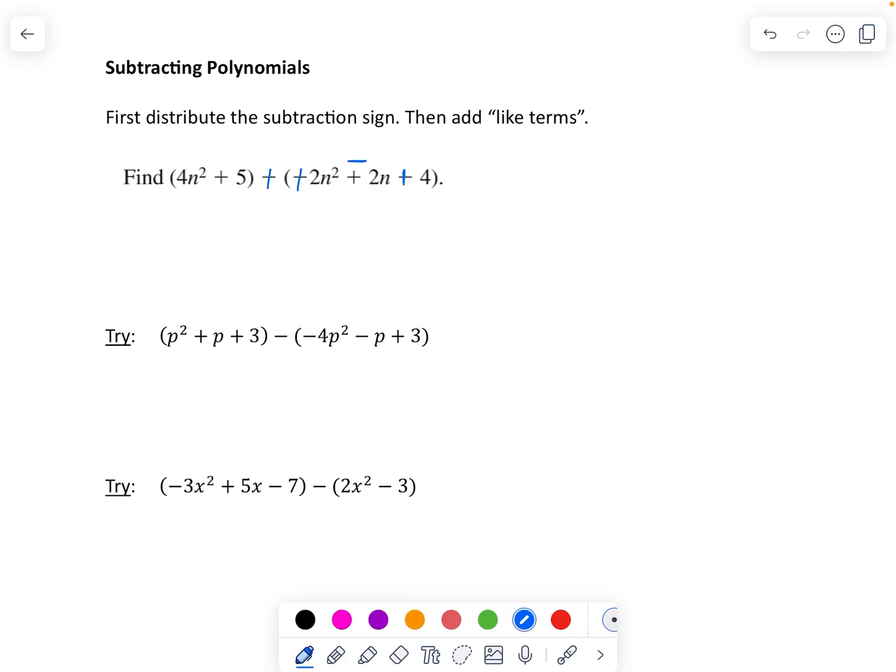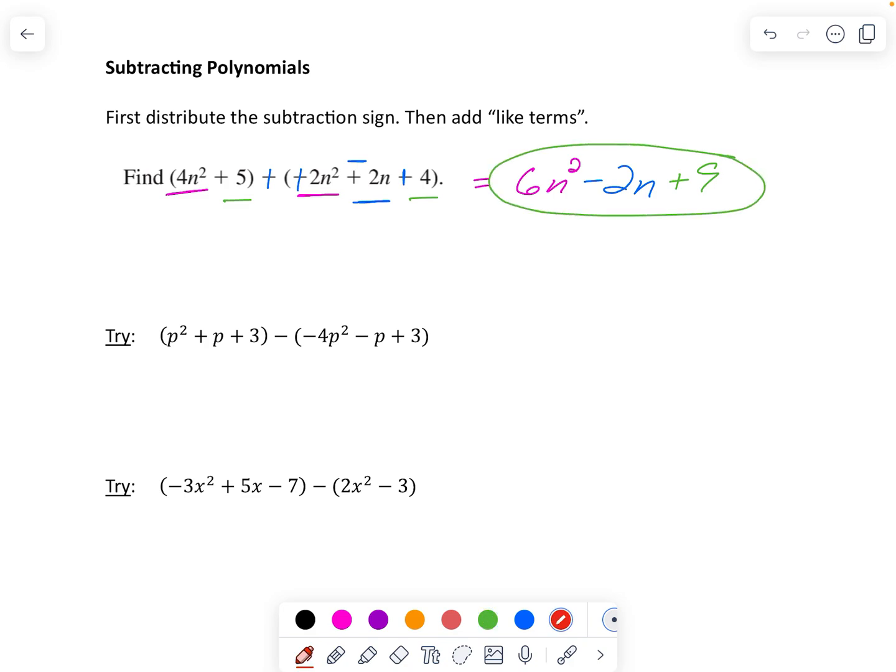So keep, change, switch. So when we switch everything in the second parenthesis, now it's an addition problem. So we can combine 4n squared plus 2n squared equals 6n squared. That's my only n term, so -2n. And then we would have 5 plus 4 is 9.